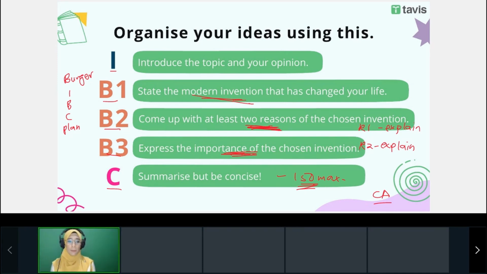But what happens if you have a paragraph written and then you're not satisfied with it? What happened? Oh no.